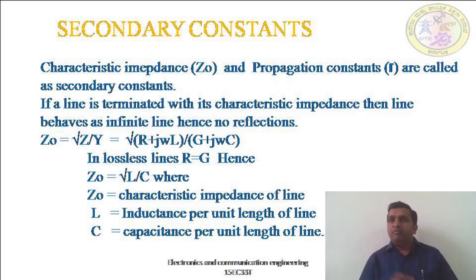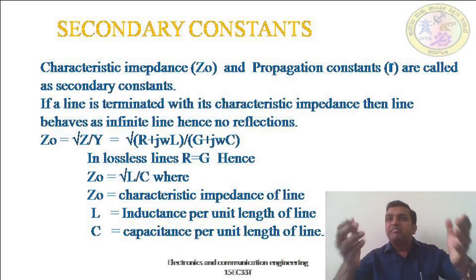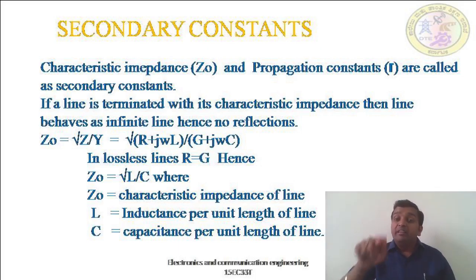I gave the example of a tennis ball. If you throw it towards a wall, there will be reflection. According to Newton's third law, for every action there will be an equal and opposite reaction. If there is no wall and I throw the ball, it will not be reflected towards you. I don't want any reflections in my transmission lines. Please have it in mind. So what I need is that my line should be infinite. To make my line infinite, the characteristic impedance of the line Z0 must be equal to the load impedance of the line. This is the desirable characteristic of a transmission line.